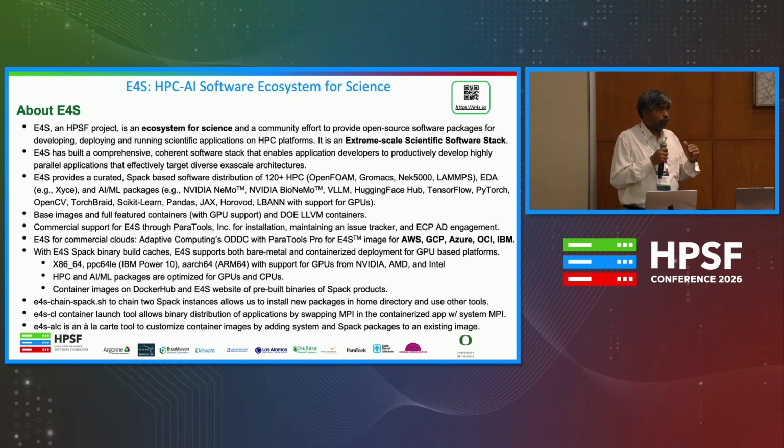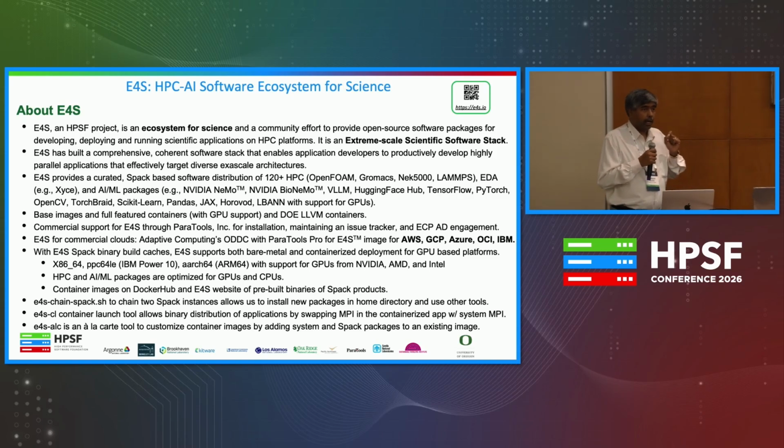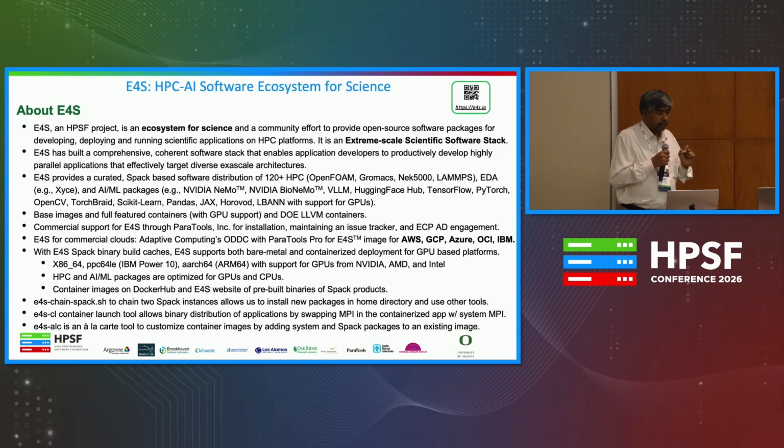We have support for 3 different architectures: x86_64, we have AArch64, and even IBM PPC64LE. We have AI and ML packages and HPC packages that are optimized for GPUs of different architectures, and container images that are available for download from Docker Hub as well as the E4S web page.